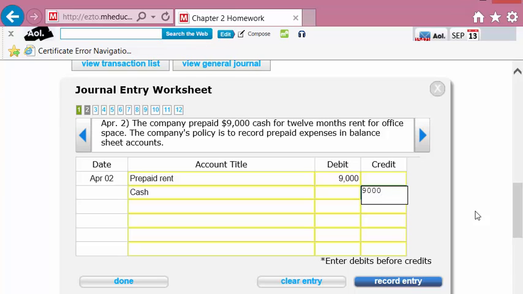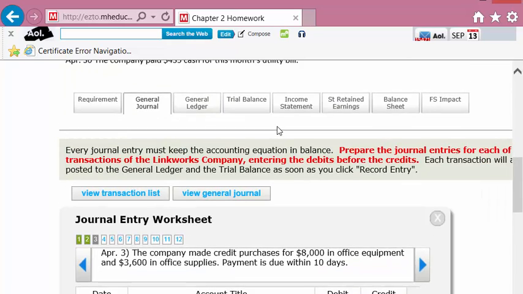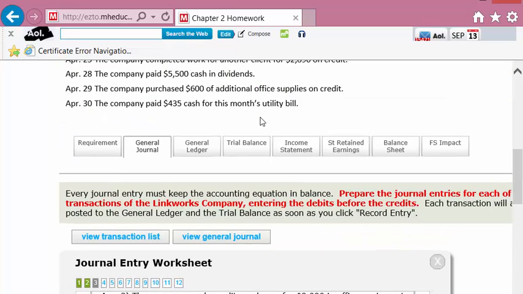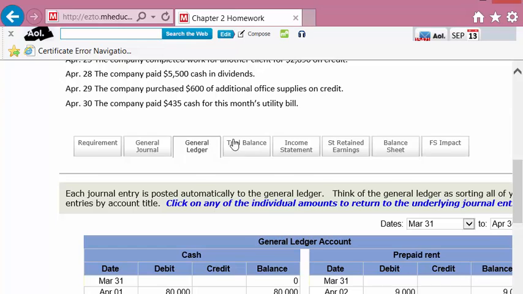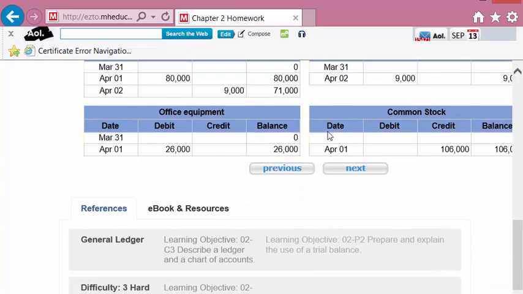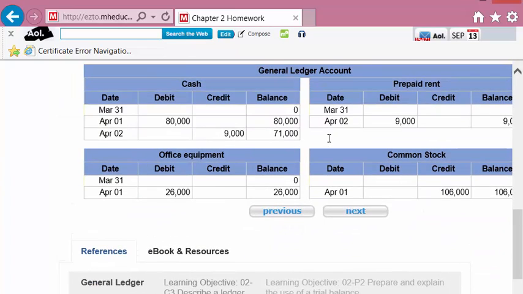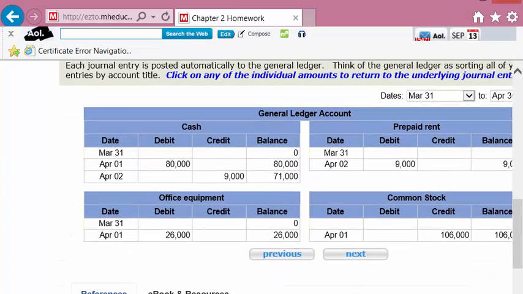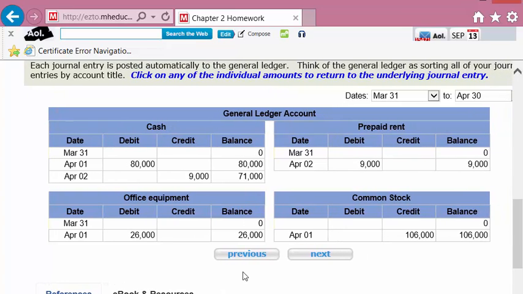Okay? So what happens? You debit the what? Prepaid rent for $9,000. Good. You're going to credit cash for that, right? Okay, nice. You want to record that entry? Okay, good. Now go up to your tabs, and tell me, in the general ledger, what should we see? Oh, okay, go ahead. You just show me the general ledger. Now we've got prepaid rent asset, and we've got $9,000 left cash, right?